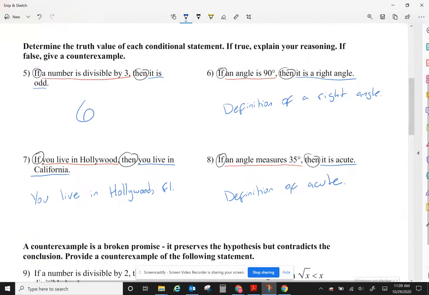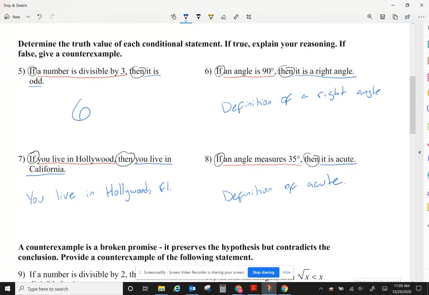So that's what I'm asking for: the truth value of each conditional statement. Notice how I'm not asking for a true or false word. So don't just write true or false. If it is true, tell me why it is true. If it is false, show me one time when this thing is false.